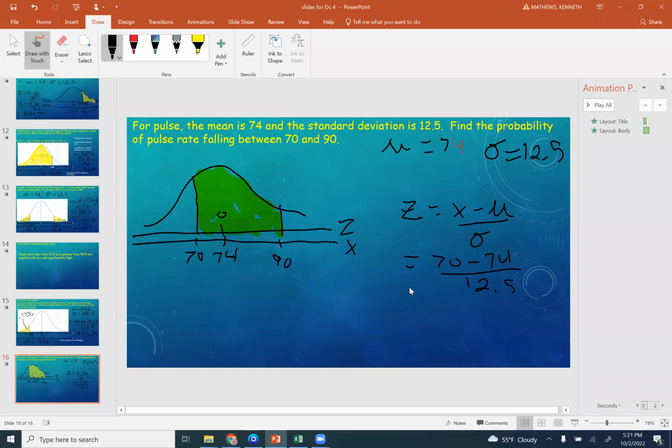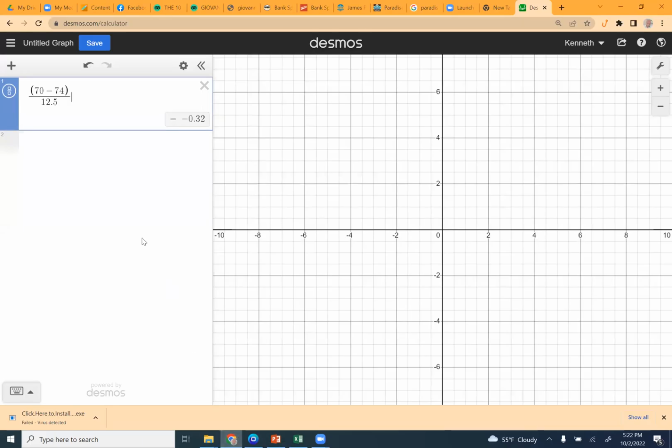So my z-score is negative 0.32 up here. Beautiful. Now, how about for 90? What's my z-score going to be? Back to Desmos. And I'll do 90 minus 74 divided by the standard deviation, 12.5. And I get 1.28.